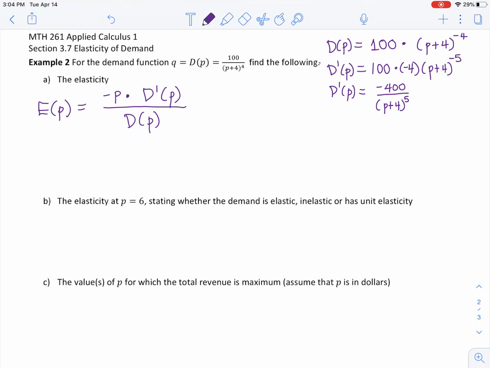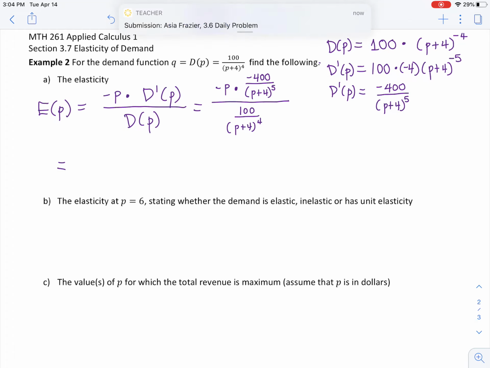So I'm going to have a fraction over a fraction, which is okay. I'll put that over here: negative p times negative 400 divided by p plus 4 to the fifth power. And then we're going to divide this by the original demand function of 100 over p plus 4 to the fourth power. We found the elasticity function, but we're going to have to simplify this a little bit if you really want to use it.